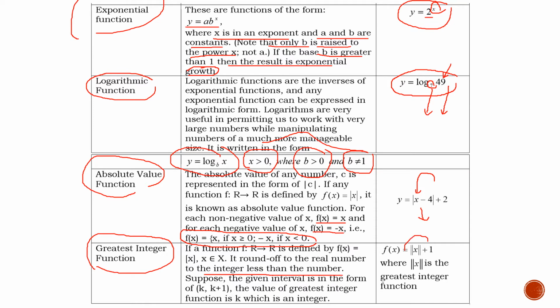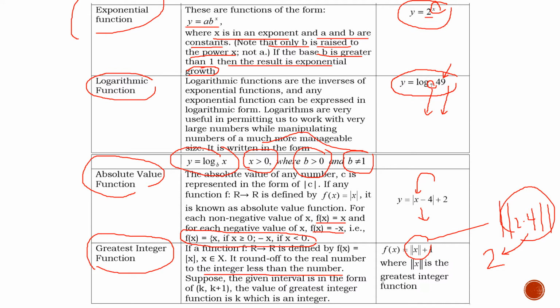So if we apply this one, for example, if this is 2.4, what will be the real number? If we round this down to the integer which is less than the number, that will be equal to 2. So we really need to take note of this: the integer less than the number. So 2 is less than 2.4.